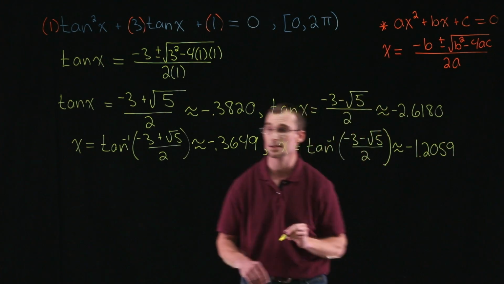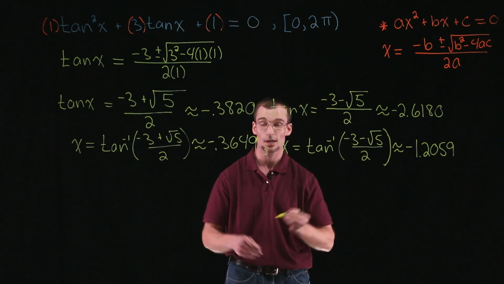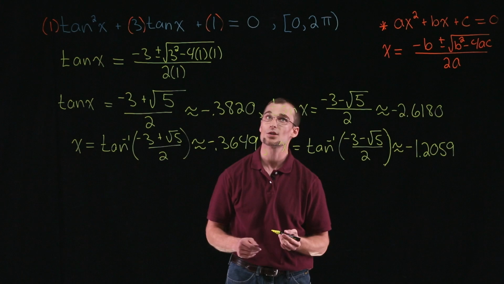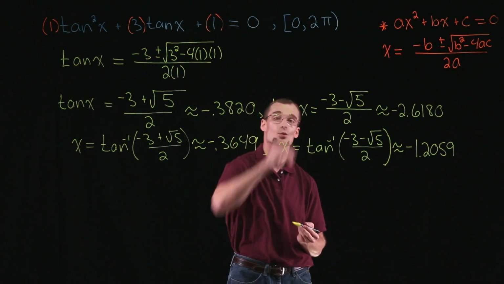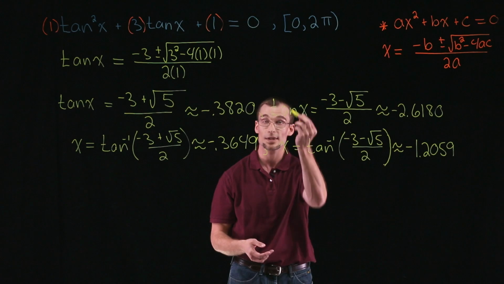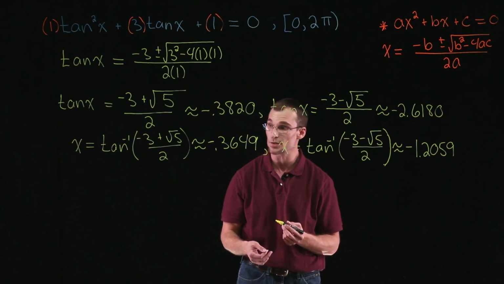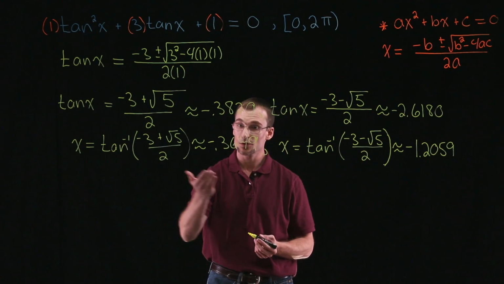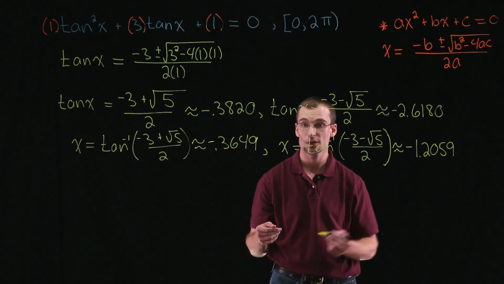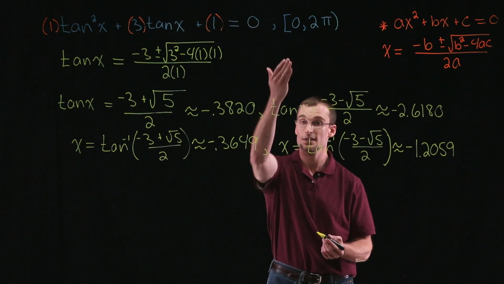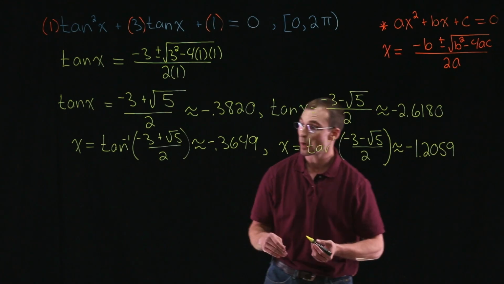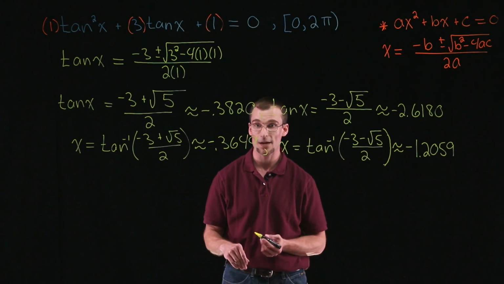Okay, so let's take a step back. We've done a lot of work here. What are we looking to do to begin with? We want to solve the quadratic equation on the interval from 0 to 2 pi. That means find all angles or values x within that range. What we have is x equal to negative 0.3649 and negative 1.2059, neither one of which is in our interval 0 to 2 pi. So what can we do? Well, to take a look at this, we're going to look at the graph of tangent.